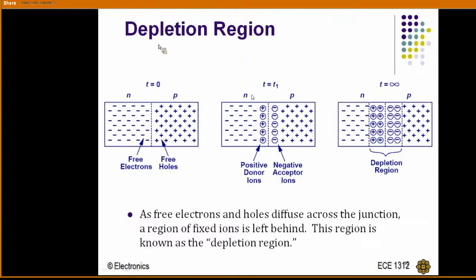Now, what is the diffusion? As free electrons and holes diffuse across the junction, a region of fixed ions is left behind. This region is called the depletion region. Initially at t equals 0, electrons and holes are there. Recombination takes place, leaving the positive ions and negative ions in the depletion region at t equals infinity.